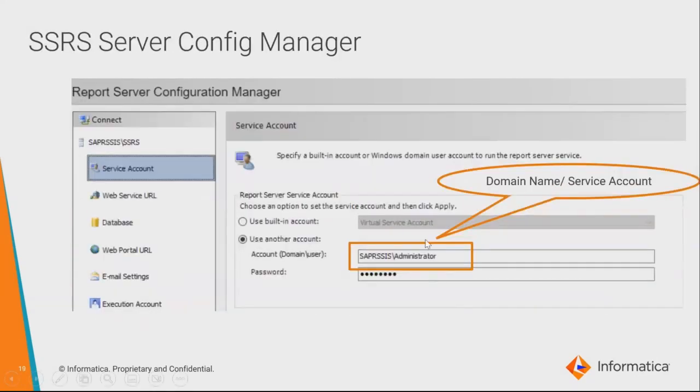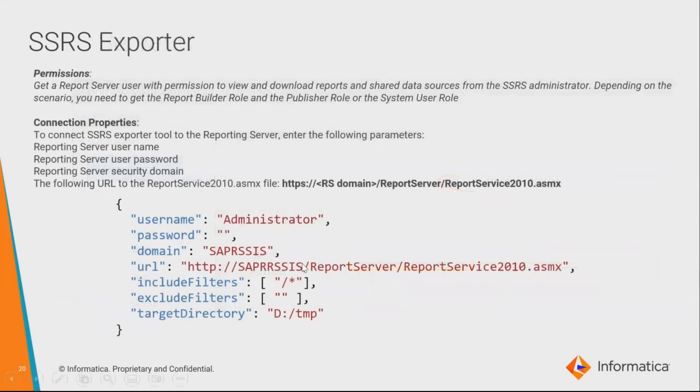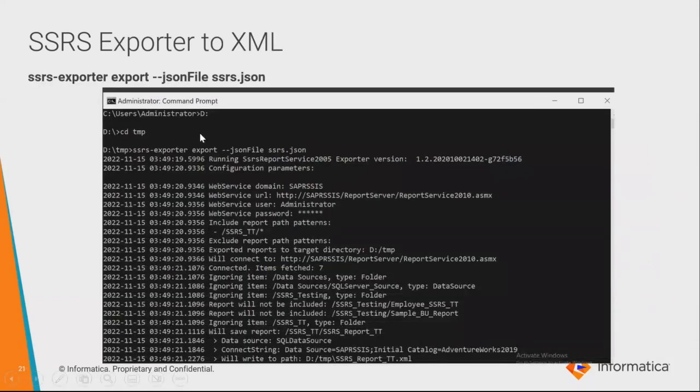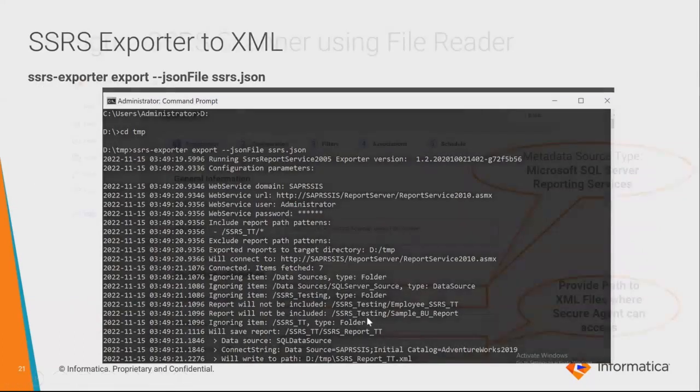Here is an example of the SSRS Report Server Configuration Manager, where it shows the domain and service account. That can be used for extracting using the utility that is provided as part of the Secure Agent. Use the credentials here, include or exclude filters with a particular folder or reports, and the target directory which is accessible to the Secure Agent can be provided here. Here is an example of how to execute the exporter utility with the JSON file to an XML.